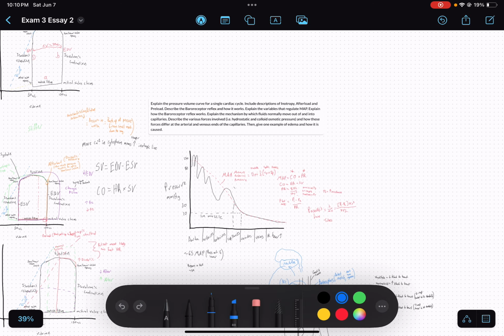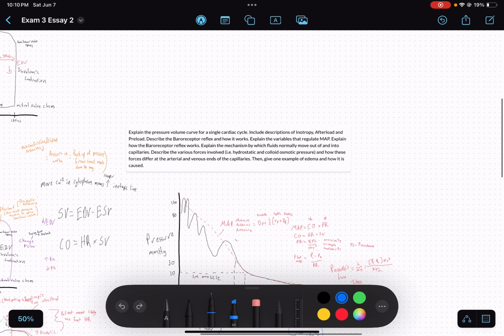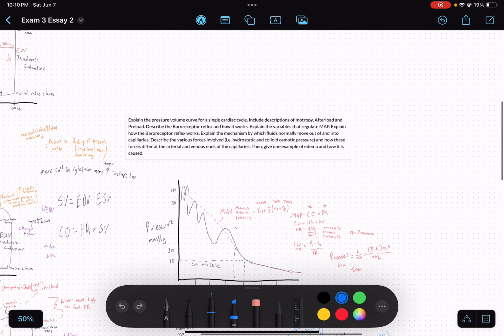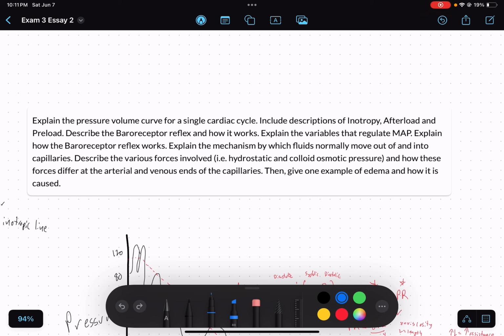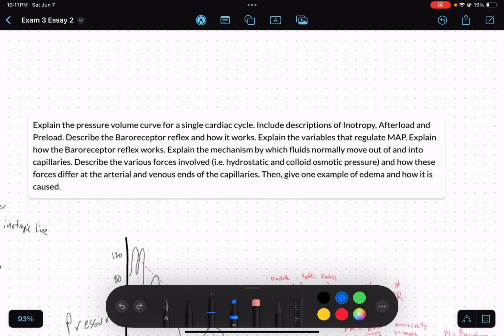Alrighty. So we talked a little bit about the variables that regulate MAP, explaining the baroreceptors and how it works. Next up, we're going to explain the mechanism by which fluids normally move out and in of capillaries. We're going to also describe the effects of various forces, such as hydrostatic and osmotic pressure, and how these forces differ at the arterial and venous ends of the capillaries.